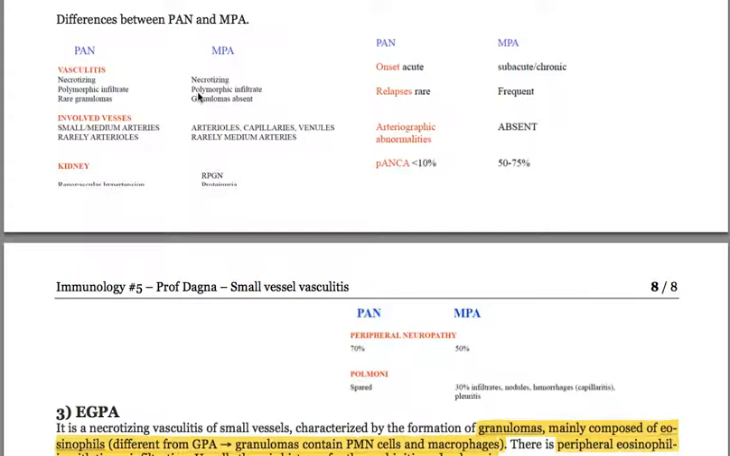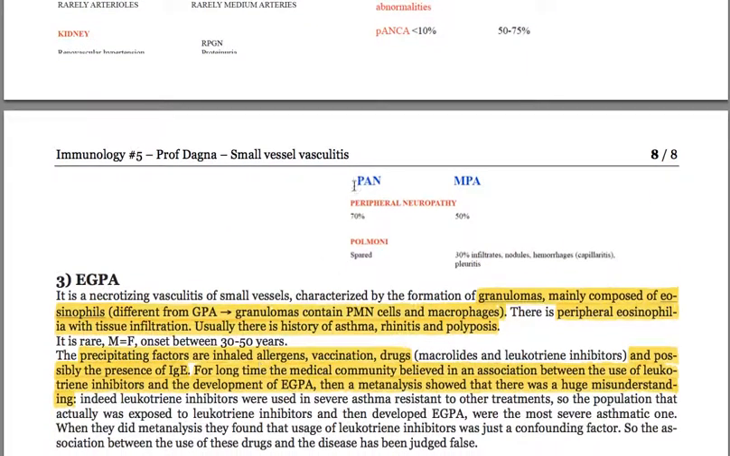PAN relapses are rare, while in MPA they are frequent. In PAN, we have arteriographic abnormalities, which are absent in MPA. In PAN, ANCA is present in less than 10%, while in MPA, it is present in 50-75% of cases. Lungs are spared in polyarteritis nodosa, while in MPA there are infiltrates, nodules, and hemorrhages in 30%.